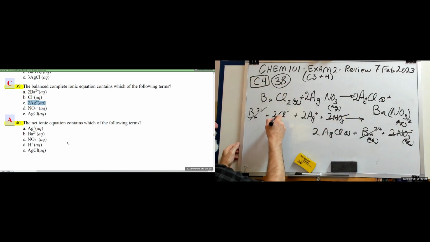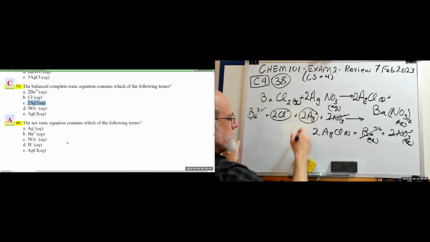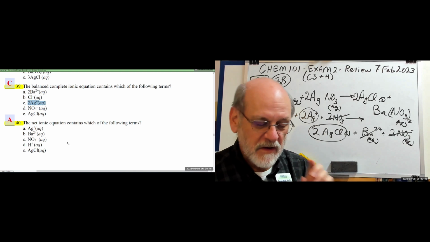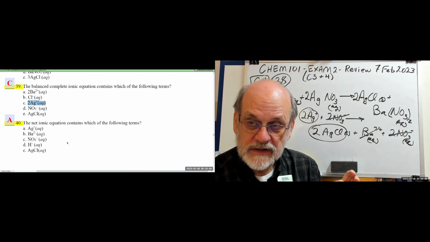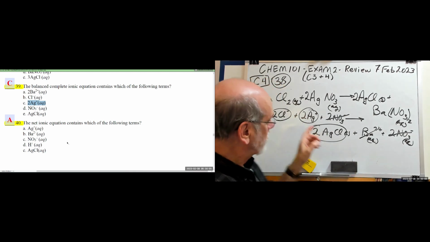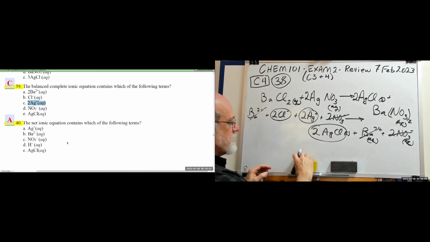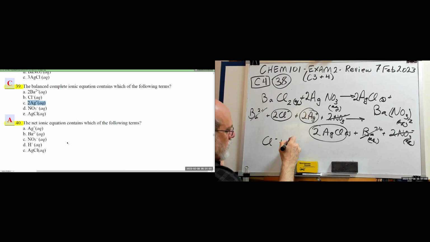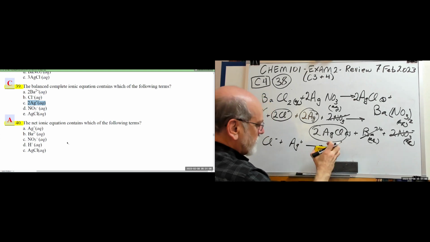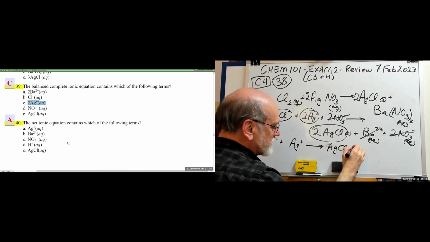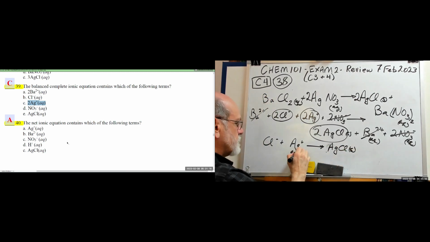Okay, so we have 2 chlorides, 2 silvers, and 2 silver chloride solids. But remember, when we write an equation, it has to be the simplest whole number ratio, right? So each one of these has a 2 in front of it. That means that the net equation is 1 chloride plus 1 silver ion yields 1 silver chloride solid. And these are both aqueous.